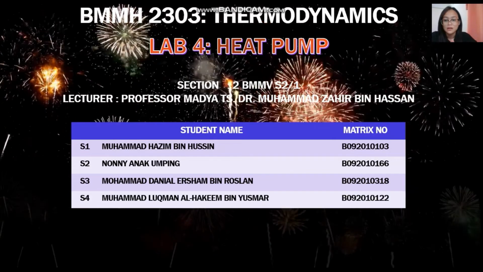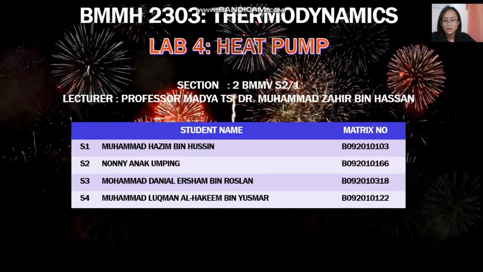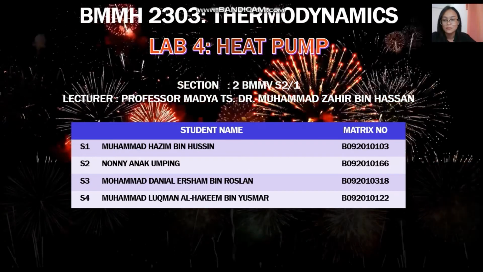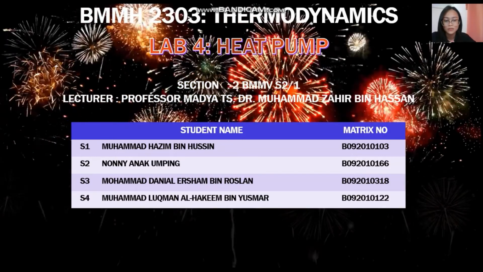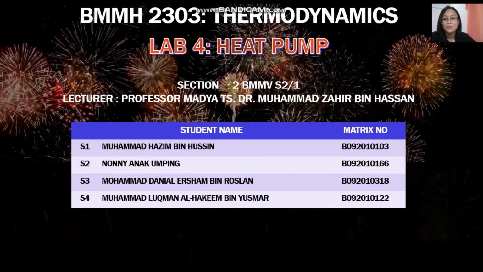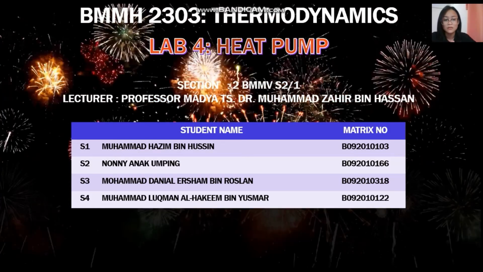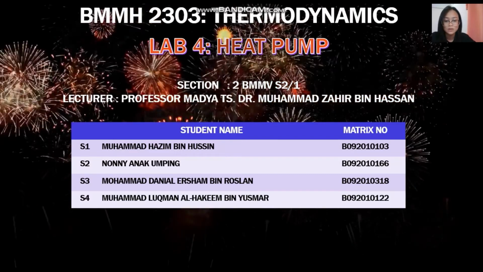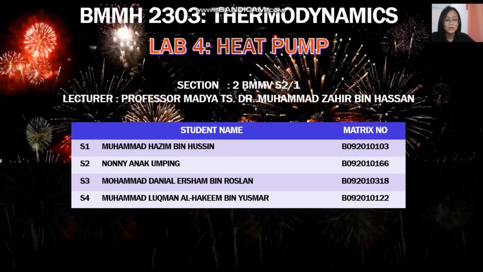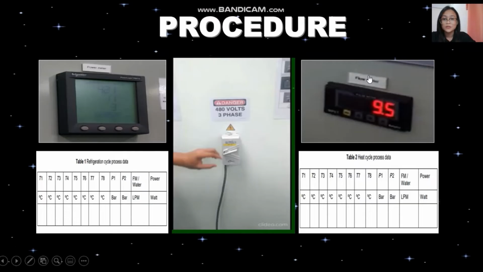Before we proceed with our presentation, I would like to introduce my group members. There is Muhammad Hazim bin Husin with metric number B0920100103, Muhammad Daniel Irsham bin Ruslan, B0920100318, and Muhammad Lukman Al Hakim bin Yusmar, B0920100122. The next slide is procedure.